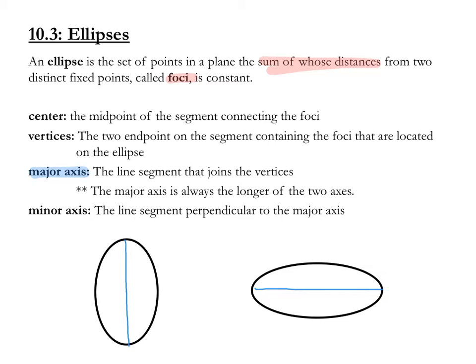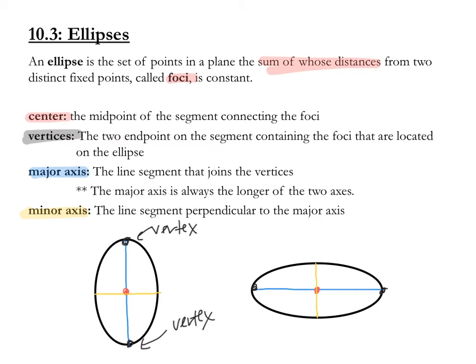The center then is the point that's smack dab in the middle there. The vertices are the points on the edge. So these are vertices here. And then the minor axis is going to go the other direction, and it'll be perpendicular to the major axis. That's the minor axis, that's the minor axis.